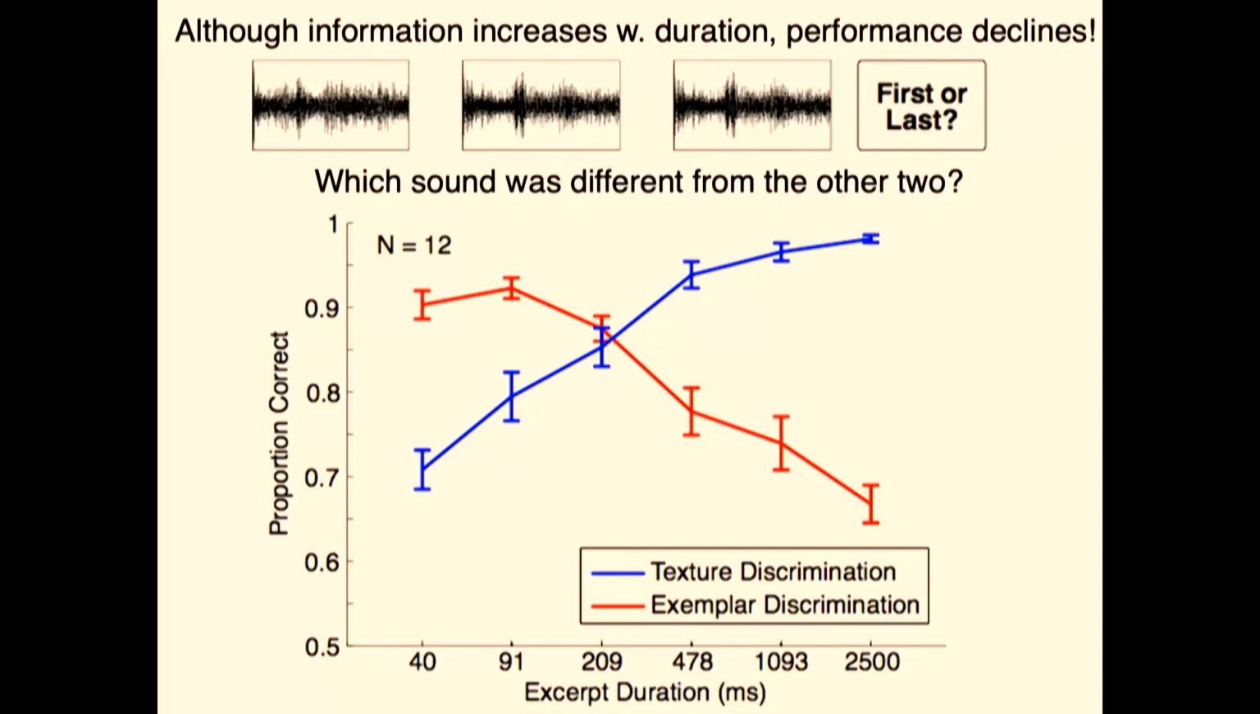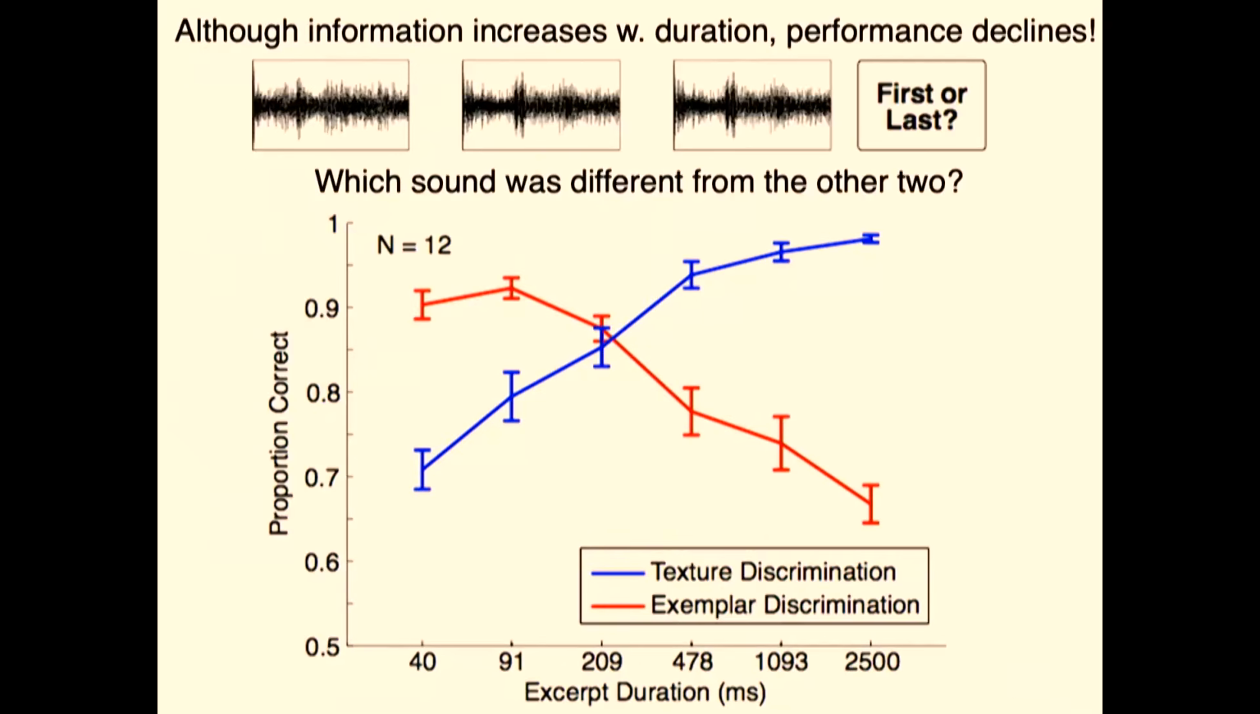And that's in fact what happens. You can see that people are very good at this task, getting 90% correct when the excerpts of the textures are very short, but as they get longer, up to a few seconds, people get worse and worse. All right, so let's think about what this means.